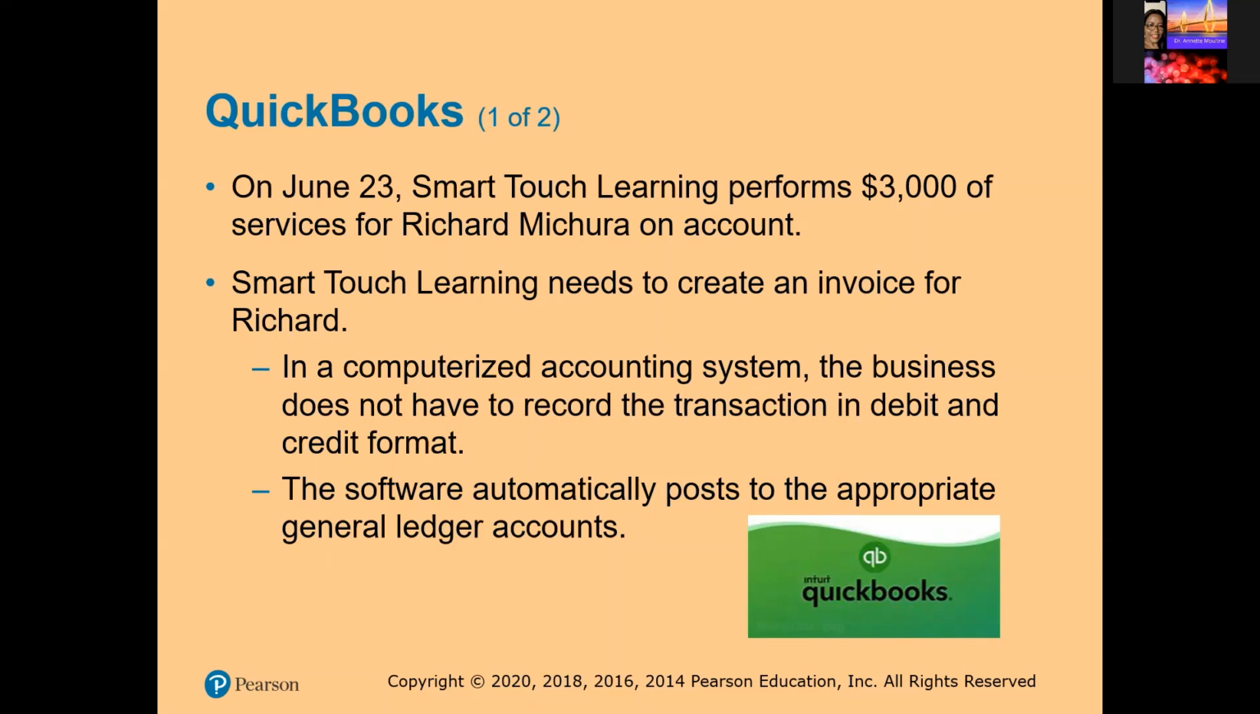Instead, by creating the invoice, the software knows automatically to record a debit to accounts receivable, Richard Mature, and a credit to sales revenue. Now, after creating the invoice, the software automatically posts the transaction to the appropriate general ledger accounts. There is no need for the business to manually post the transaction. The software takes care of the processing for this particular transaction.